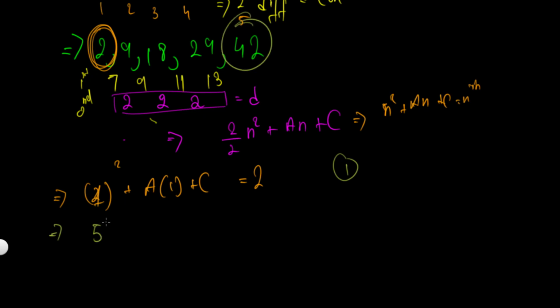So 5, because n is 5, n square plus an plus c is equal to 42, because it's the fifth term in the sequence. We have two equations, so we have a simultaneous equation situation. From this point you just solve it like you solve any simultaneous equation and you will get your answer.